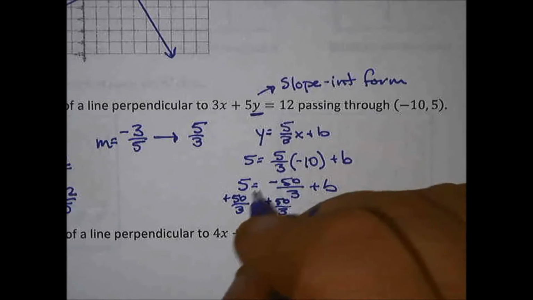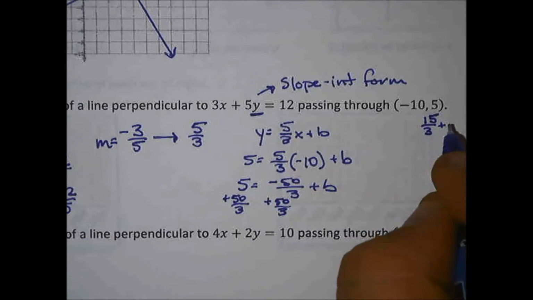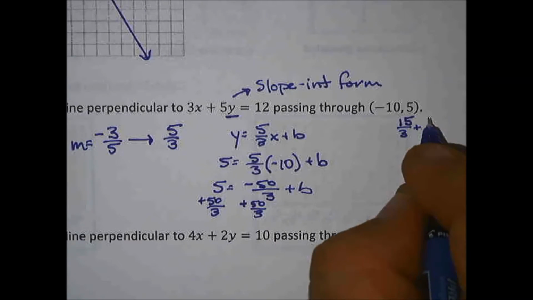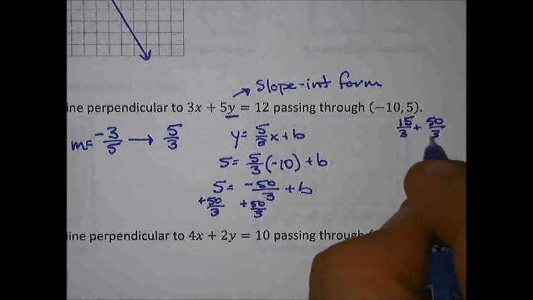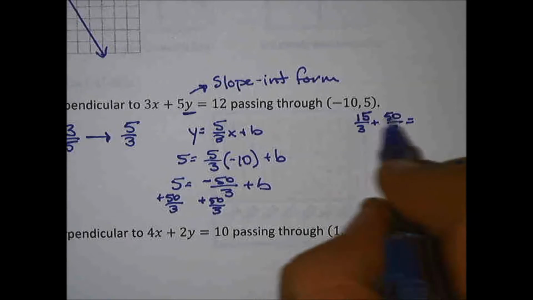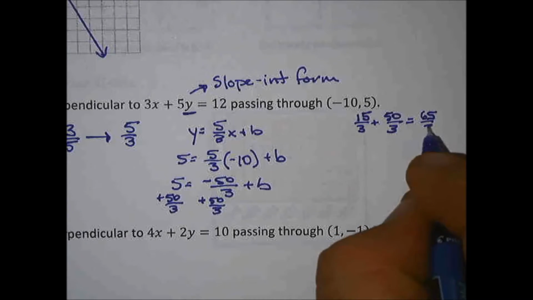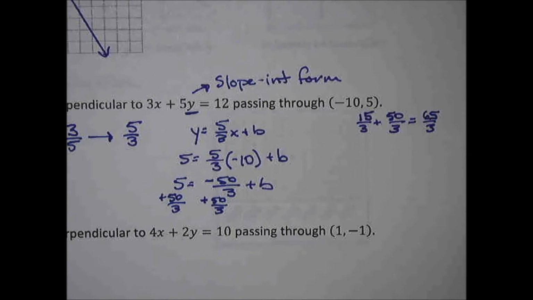So let's think about that. How many thirds are in 5? Well, it's 5 times 3. It would be 15 thirds plus 50 thirds. I'm going to stay in the improper fraction world on this one. 50 plus 15 is 65 thirds. That's still not going to reduce. We're still looking kind of ugly here, but I think we're going to be all right.